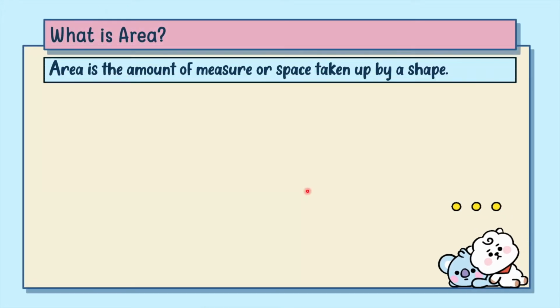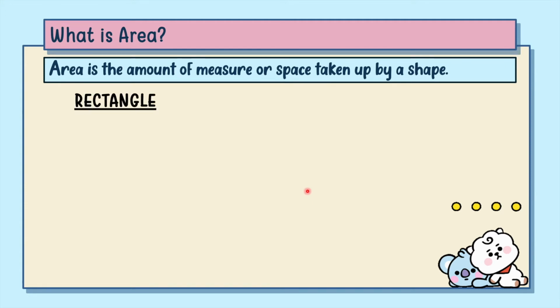So what is area? Area is the amount of measure or space taken up by a shape. So remember, when we talk about perimeter, we are only talking about the length outside of a shape. So in area, we are measuring the space taken up by a shape. So we are measuring how much is inside.